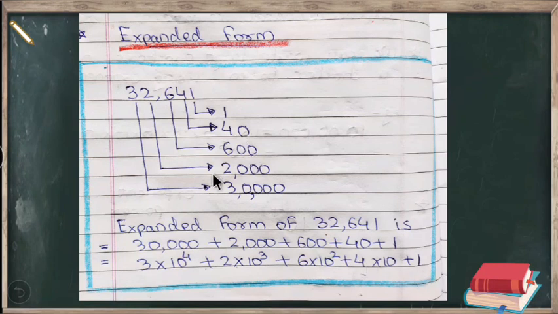You can also remember this like this. The first digit is 3, so you can write 3 as it is, and after 3 there are 4 digits, so you will write 3 into 10 raised to the power 4 plus 2 into, after 2 you have 3 digits, so you will write 2 into 10 raised to the power 3 plus 6 into, after 6 you have 2 digits, so 6 into 10 raised to 2 plus 4 into 10 plus 1. This was the expanded form of 32,641. Similarly, we can write the expanded form of other numbers also.